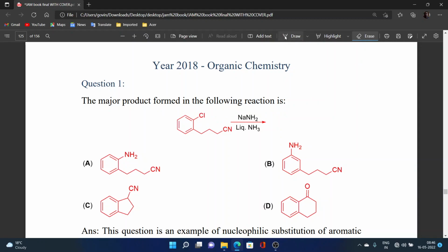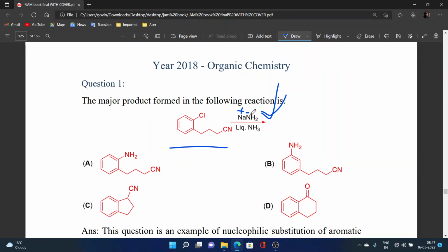Here we have a substituted chlorobenzene and we are reacting it with sodamide. So if we see a chlorobenzene or any benzene which has a good leaving group and you have sodamide, the first thought which should come to your mind is it should go through the benzyne mechanism. Why? Because sodamide is a very powerful base, Na+ NH2-.